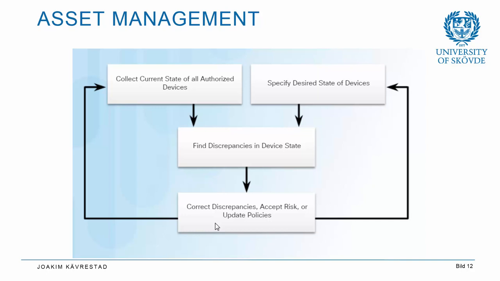And the idea here is to have a profile that says that a client should look like this, a server should look like this, and so on and so forth. And then we find discrepancies between the current state and the desired state, and then we correct discrepancies, either accepting risk or updating policies. And then it all begins again.